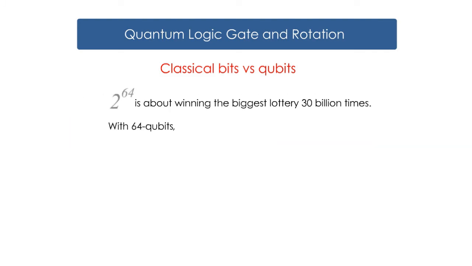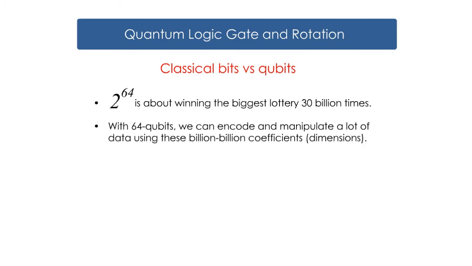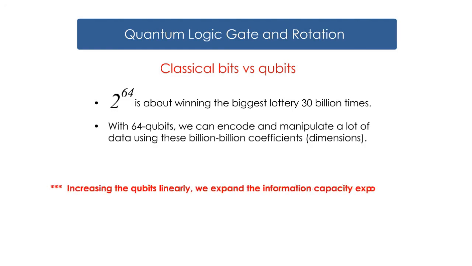2 to the power of 64 is about winning the biggest lottery 30 billion times. With 64 qubits, we can encode and manipulate a lot of data using these billion coefficient dimensions. Qubits win round 2. Increasing the qubits linearly, we expand the information capacity exponentially.